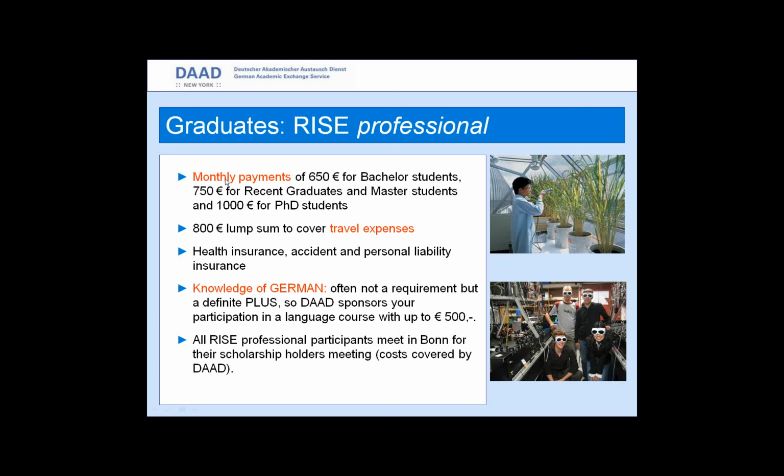The scholarships, the stipends, are paid on a monthly basis. Bachelor students will have 650 euros, 750 euros are paid for recent graduates and master students, and PhD students will get a scholarship of 1,000 euros. The companies always pay 500 euros of that amount. For travel expenses, the scholarship holder will get 800 euros as a lump sum. Also, there will be health insurance, accident and personal liability insurance.